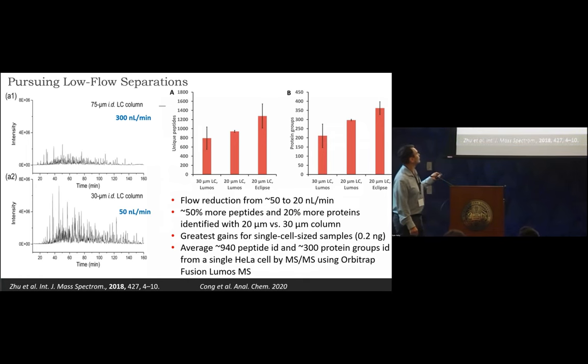And so all of our work from the early nanoPOTS days, we've gone from 75 micron columns, and all of our single cell work has been with 30 micron ID columns and below. So reducing the bore of your column allows you to operate at the same linear velocity, but at a lower volumetric flow rate to get the ionization benefits. The other thing is that going from here to here is a game of diminishing returns, right? You can go to a lot of pain to work at 10 nanoliters per minute to maybe double the proteome coverage that you get.